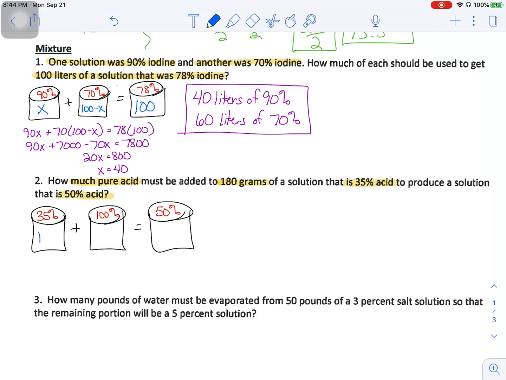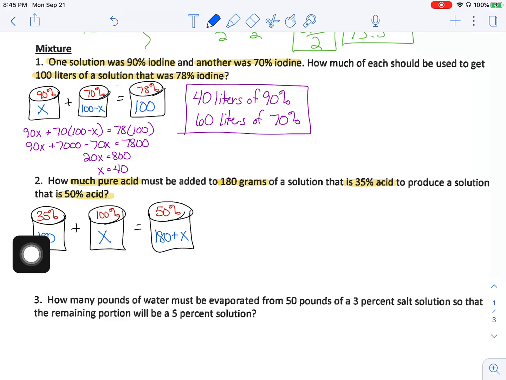So I have 180 grams of the 35% solution. How much pure acid? I have no idea, but x it is, all right? So I have 180 grams. I am adding x grams, so my final quantity is going to be 180 plus x. So that word problem just translated into this plus this is equal to this.